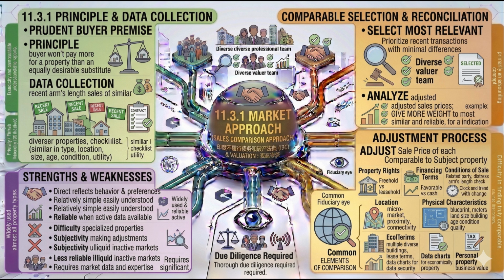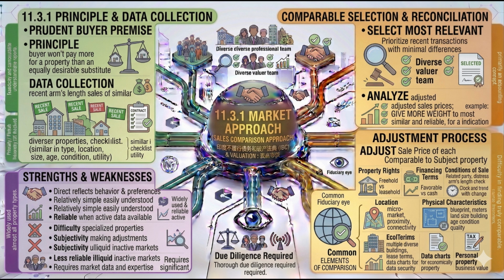Conditions of sale, distress, related party. Location, micro-market connectivity. Physical characteristics, size, age, condition. Economic characteristics, income potential. Market conditions, time difference. So adjustments remove differences? Yes, they normalize comparables to match subject property.